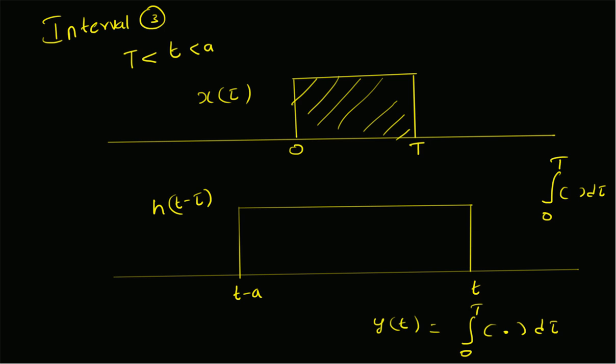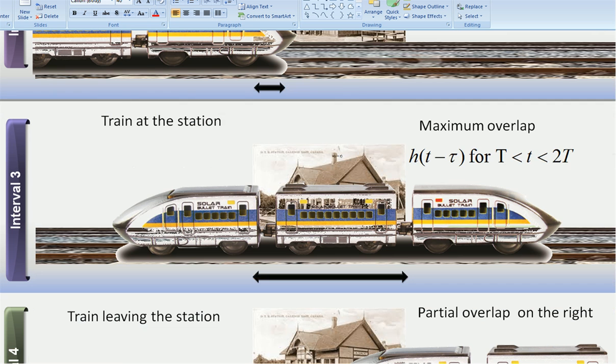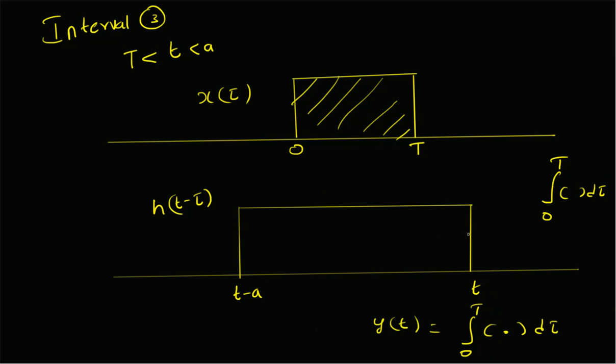So in terms of the train and station, this is interval 3. The train is at the station, it is basically stationary. So we have a complete overlap, that is, the whole train is covered by the station, and that means the overlapping region is from the starting to the ending of the train, or in other words x of tau. So that's why the integration limits are 0 to T. Now let us move on to the next interval.